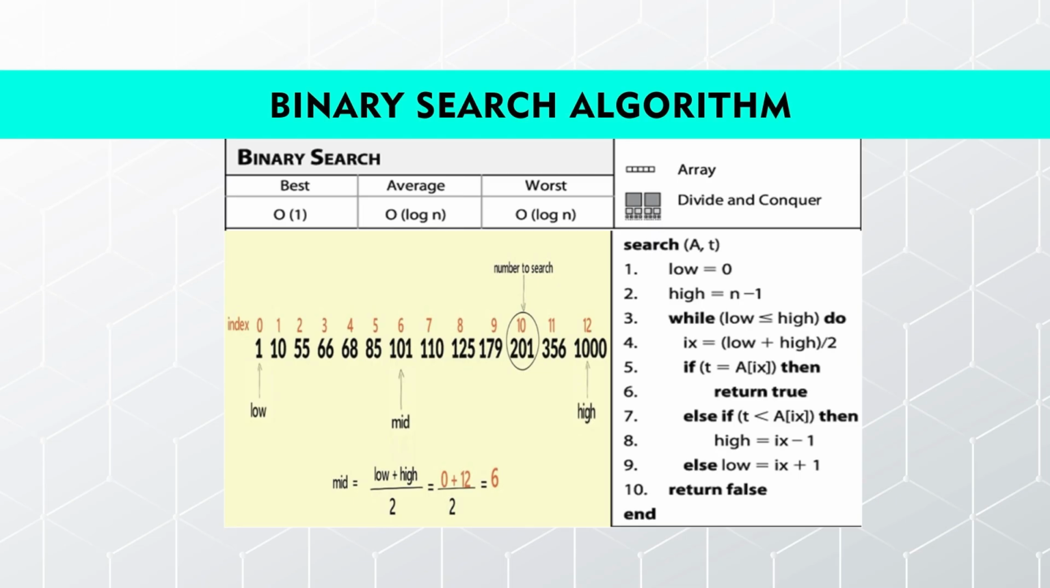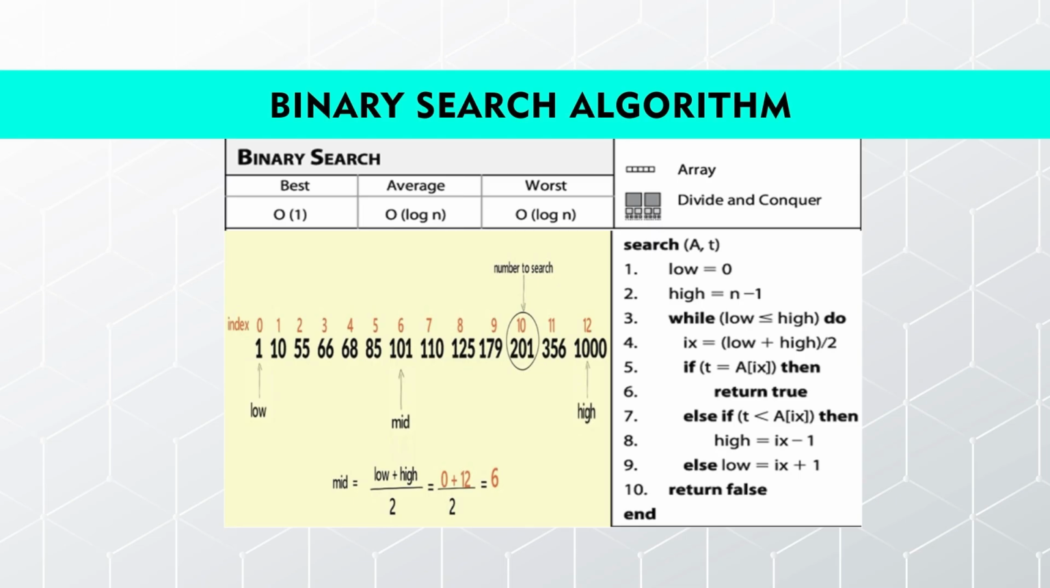So let's apply this algorithm onto this problem. The array is this, 1 to 1000. We are supposed to find the element t equal to 201. Low is equal to 0, high is equal to 12. Low is less than high, true. Low plus high, 0 plus 12 by 2, that means 6. Now if t is equal to A[Ix], t is 201, but the 6th element of the array is 101. This is not true, so we cannot return the value.